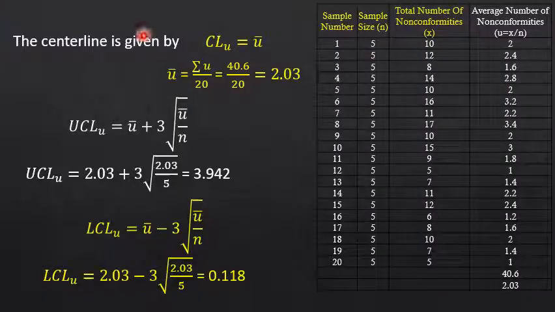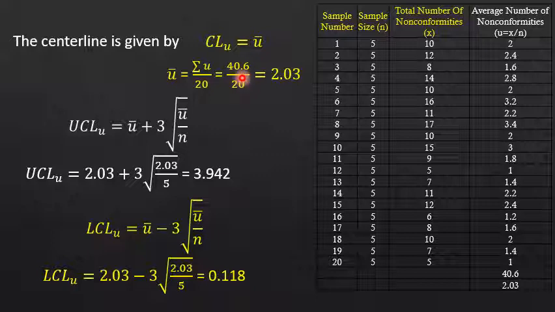The solution is like that. First we prepare the table like this, and in this table the first 3 columns are already given in the question. The sample size is already given as 5. With the help of this we are going to calculate U that is equal to X by N. The last column, that is the fourth column, is for U, and at the end we see the summation of U is equal to 40.6, and U bar, that is the summation of U divided by 20, is equal to 2.03.